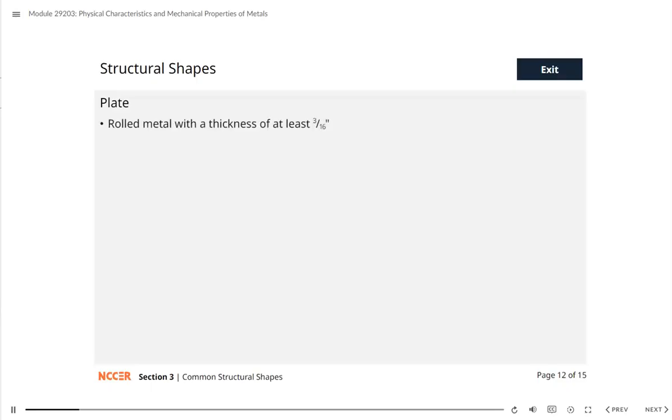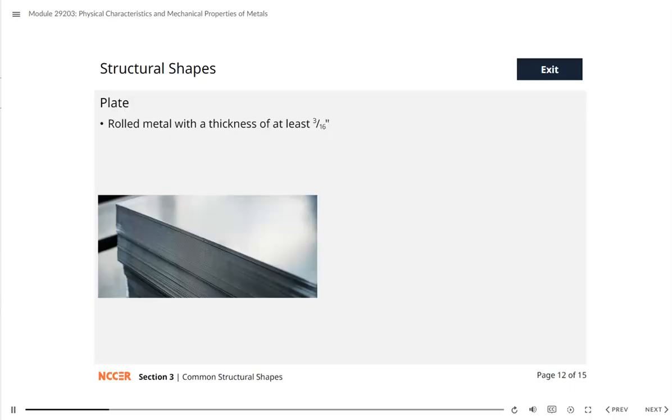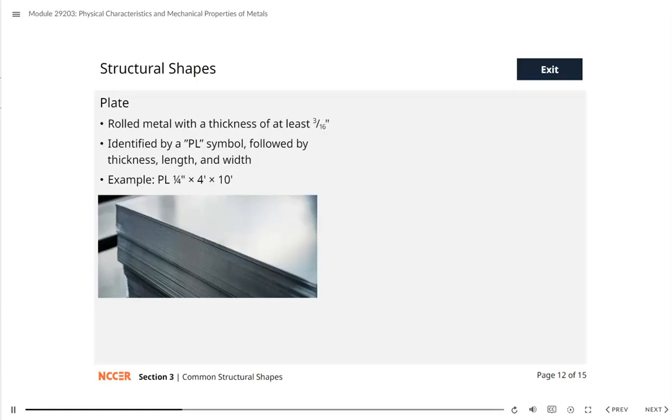Plate is metal that has been rolled to have a consistent thickness of at least 3/16 inch or 4.8 millimeters. It is identified with the symbol PL and its thickness is specified in inches or millimeters, while length and width are usually expressed in feet or meters.